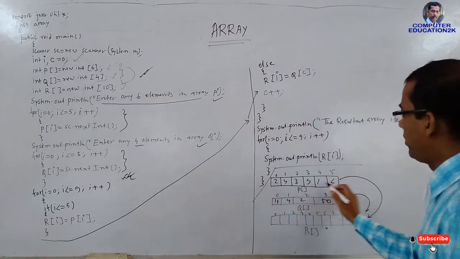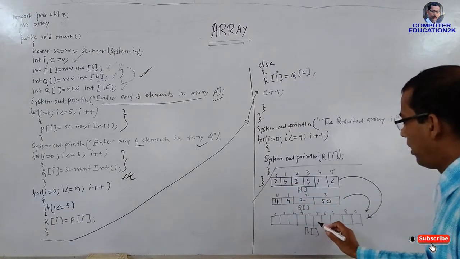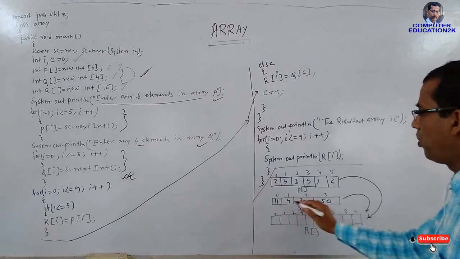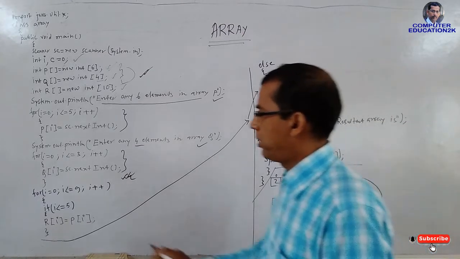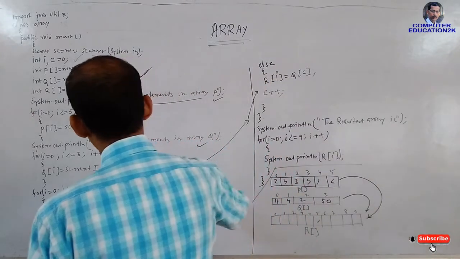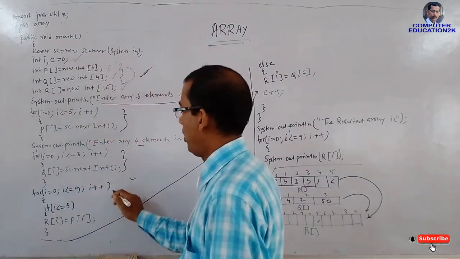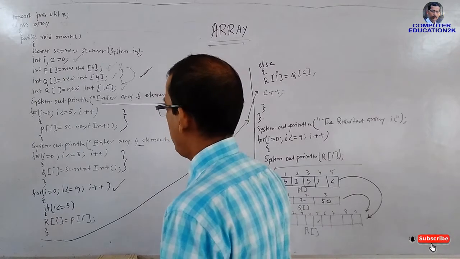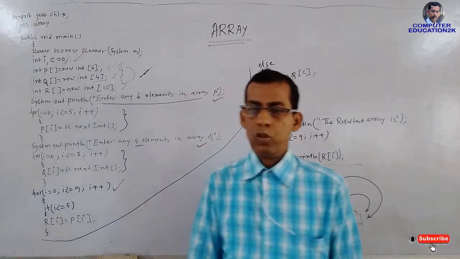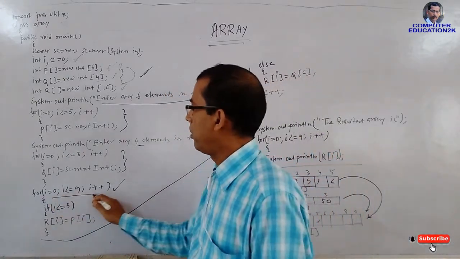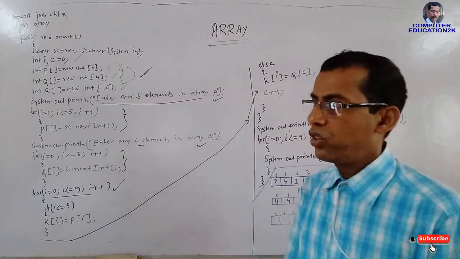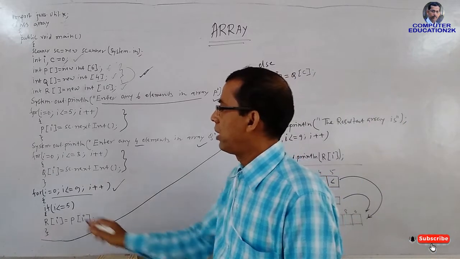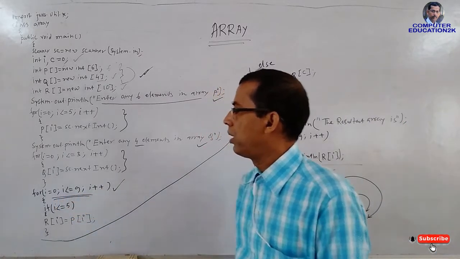So the first 6 values will come and be stored till here, and then the 4 values will come and be stored from here. Okay. Now to do this, you have to make one loop again, that is for I equals to 0, I less than equals to 9, I plus plus. You have to make a loop from 0 to 9 because you will have to transfer 10 elements. That's why you have to make a loop from 0 to 9.